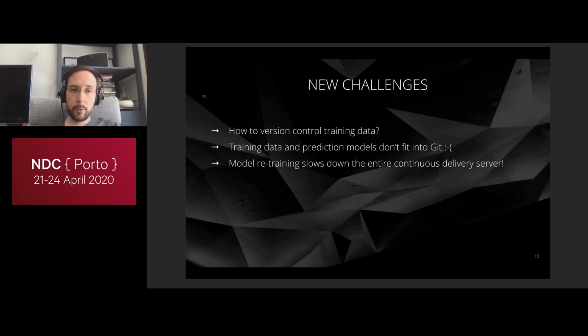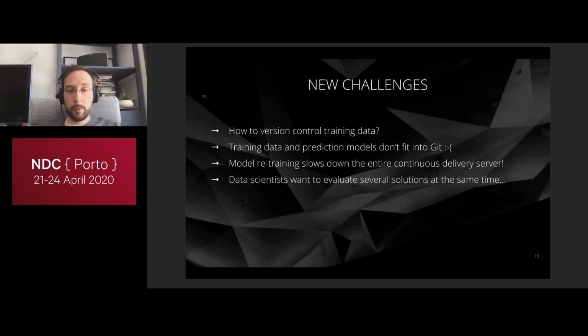And then another issue we had was that retraining a machine learning model in our continuous delivery server would slow down the entire continuous delivery server, because the agents in this continuous delivery server were generally sized to compile software and build a little software package, not to perform a machine learning task, which really makes for quite a different kind of load on the server.